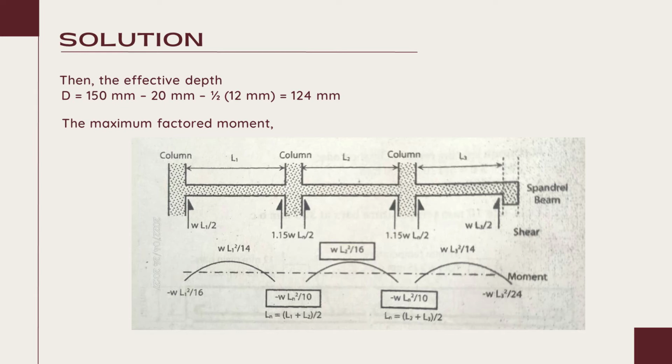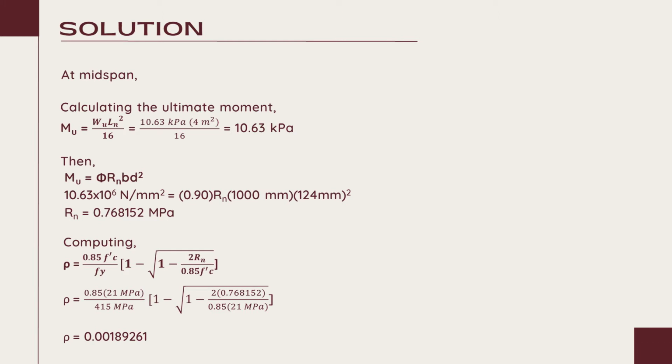Meanwhile, the figure displays the maximum factored moment. This will be used to solve for the spacing of main bars at midspan and support. Solve for the spacing at midspan. Considering the ultimate moment is equal to the product of factored load and the square of the length of slab, divided by 16. And the answer is 10.63 kilopascal.